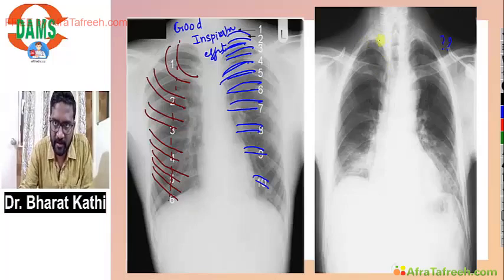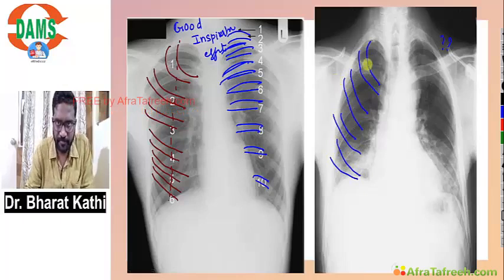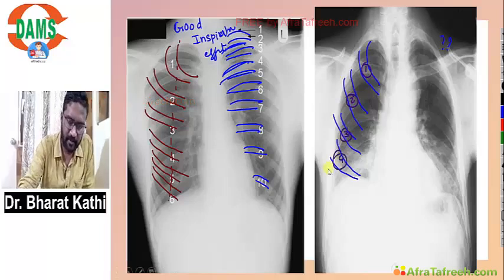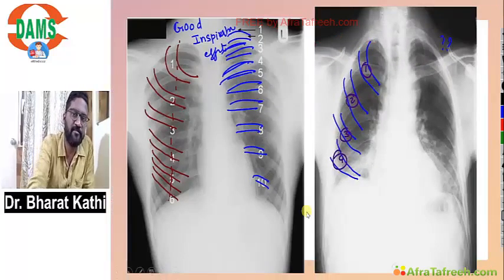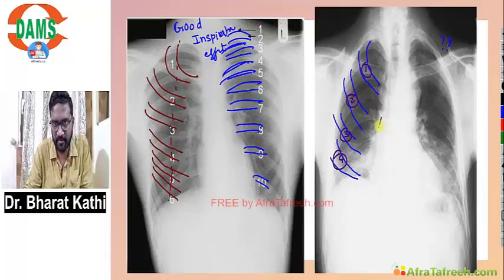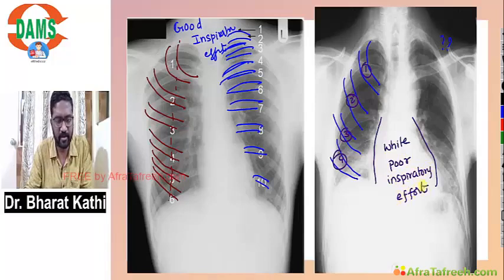See here, how many anterior ribs are there in the second X-ray? This is 1, this is 2, this is 3, and this is 4. So you are only able to see 1, 2, 3, 4. So is it good? Very good, Jay. It is not proper inspiratory effort. Here you can see, because inspiratory effort is not there, the heart is also appearing more white. So this is poor inspiratory effort.